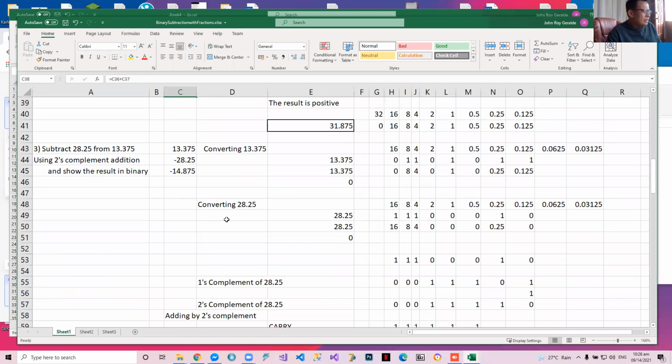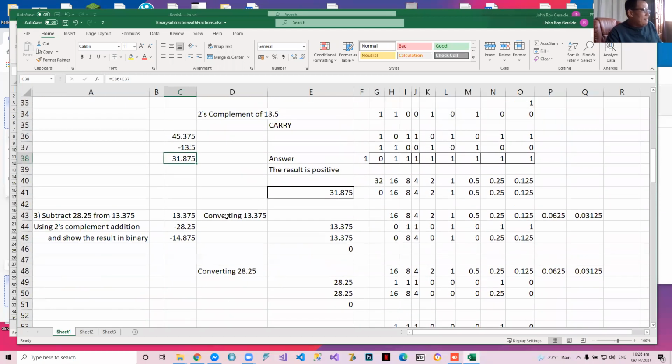Any questions so far? Subtract 28.5 from 13.375. Now this is different because the bigger number is negative. Any questions? No, you just chat me if you have questions. The bigger number is negative.